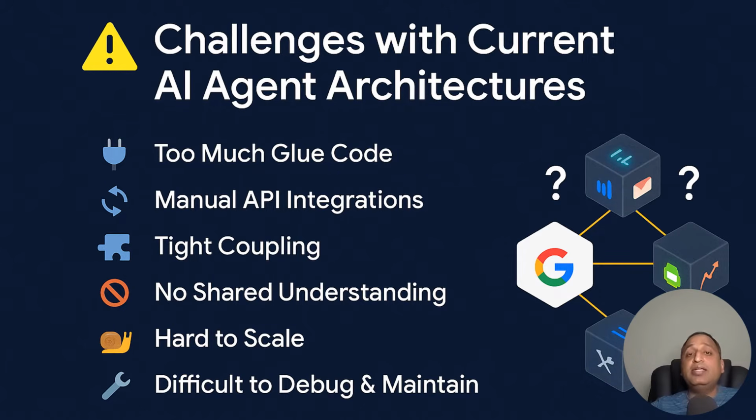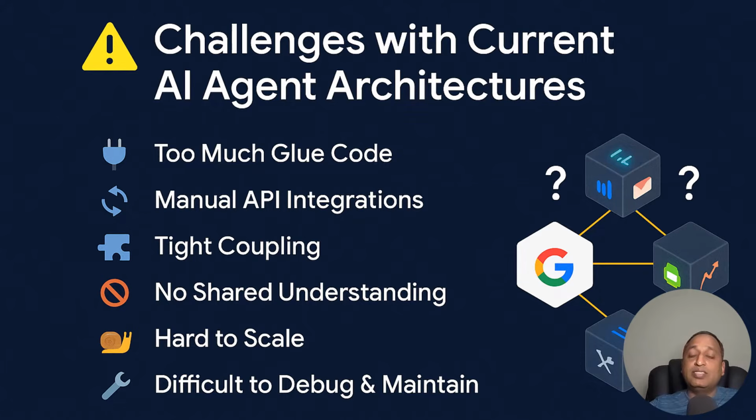Third challenge is tight coupling. The moment an agent changes, say it upgrades its API or modifies its response schema, everything that talks to it breaks. It's like walking on eggshells. You change one thing and suddenly three other agents are failing downstream. And then there is no shared understanding. There is no standard protocol that lets agents natively understand each other's capabilities.